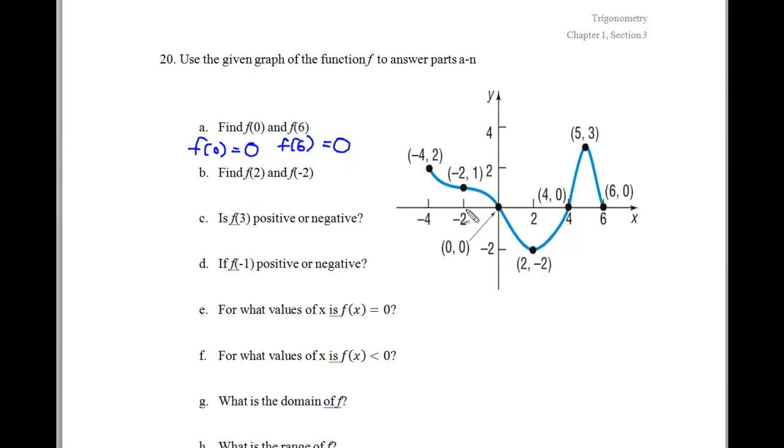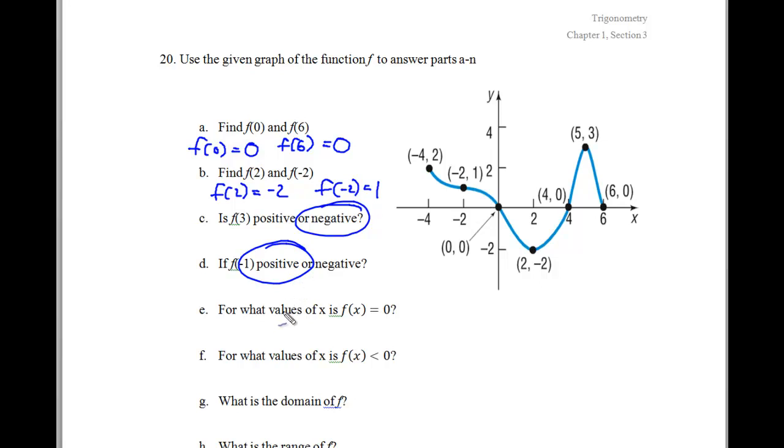F of 2, so we're going to go to 2, is going to be negative 2 on the y. So f of 2, at 2 on the x, the y value is negative 2. And at f of negative 2 on the x, y is equal to 1. Is f of 3 positive or negative? So we go to 3 on my x. The function is down here, so it is negative. Is f of negative 1 positive or negative? Well, negative 1 on my x is going to be here on my function, so this is positive.